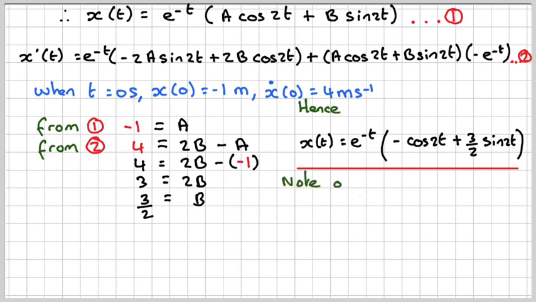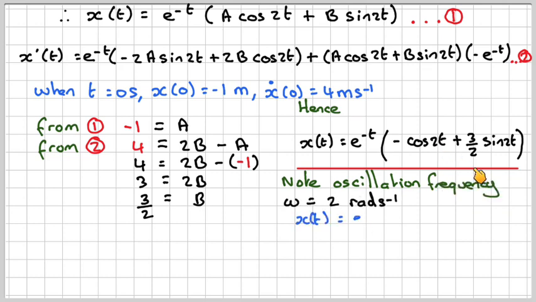Now we won't ask, but the oscillating frequency of this is called omega, which is just going to be what's here, 2 radians per second. Okay, we get that from here. We won't actually ask this, but there's a bit of information we can extrapolate from this question.